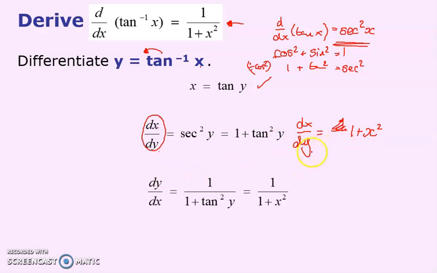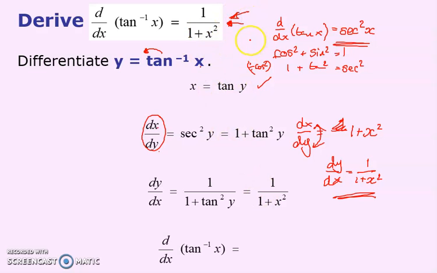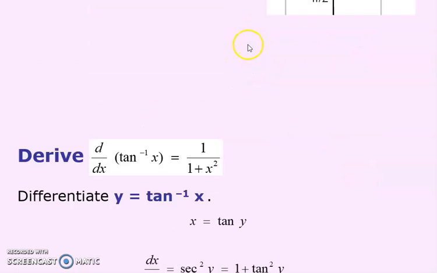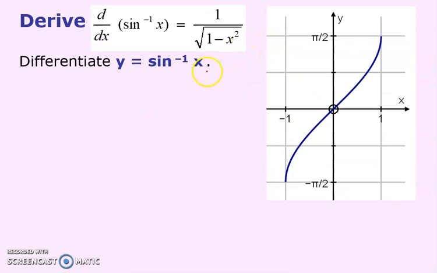And my next step is to say, well, I can flip this over and I get dy by dx. So that's what this proof is doing, so that we get 1 over 1 plus x squared. And that's this proof, which is what they wanted at the start, all the way up here. So this is worth learning, knowing. The second one then is very similar.